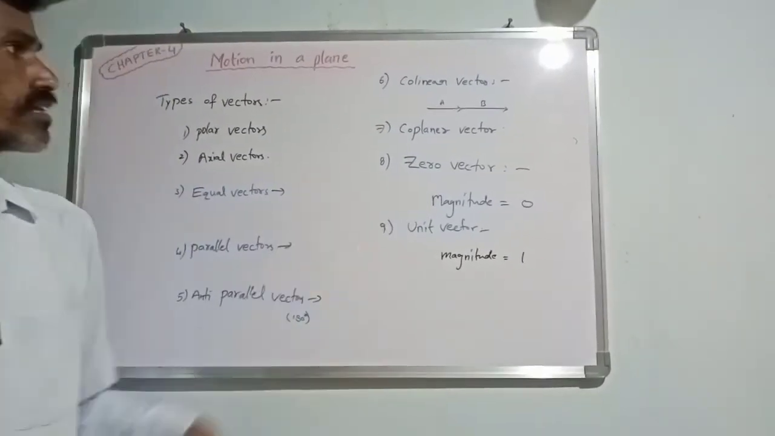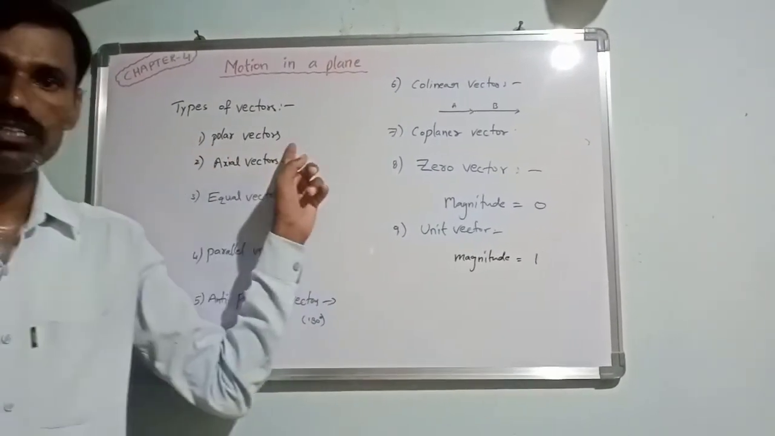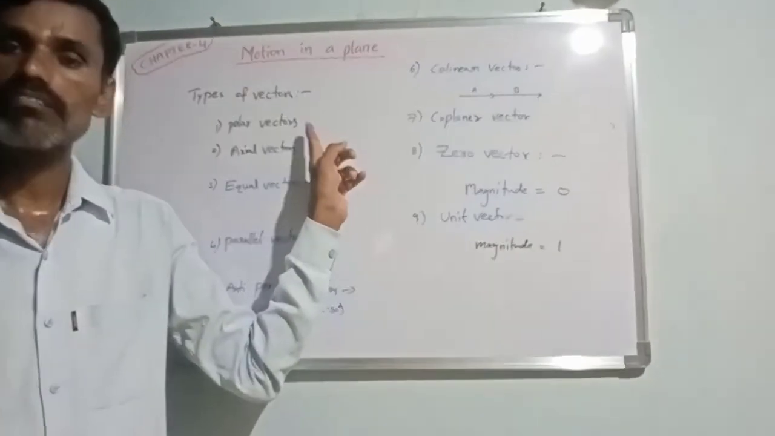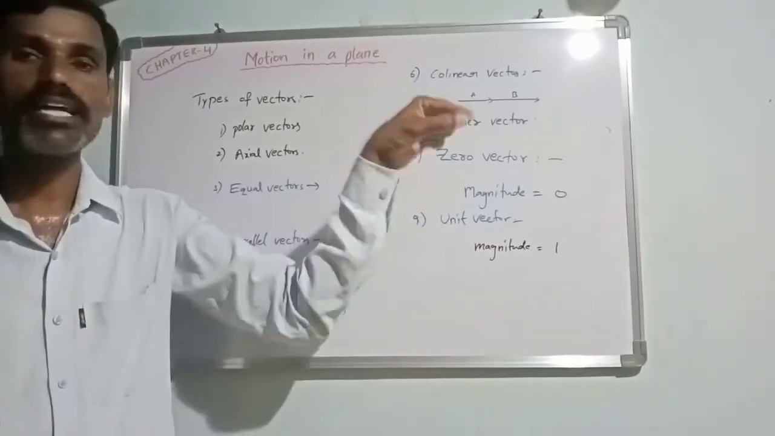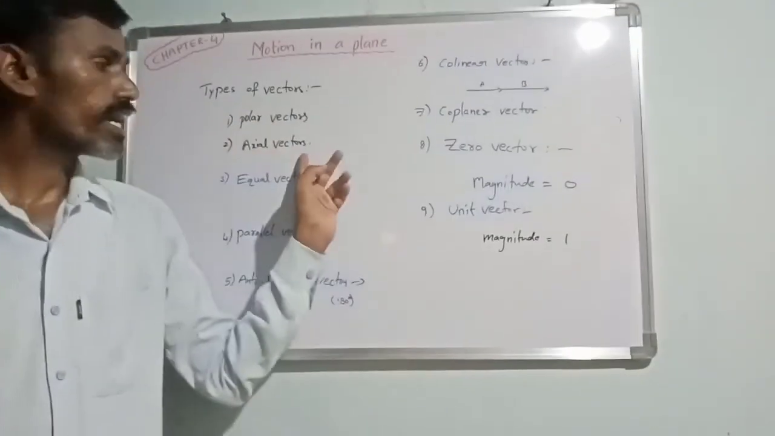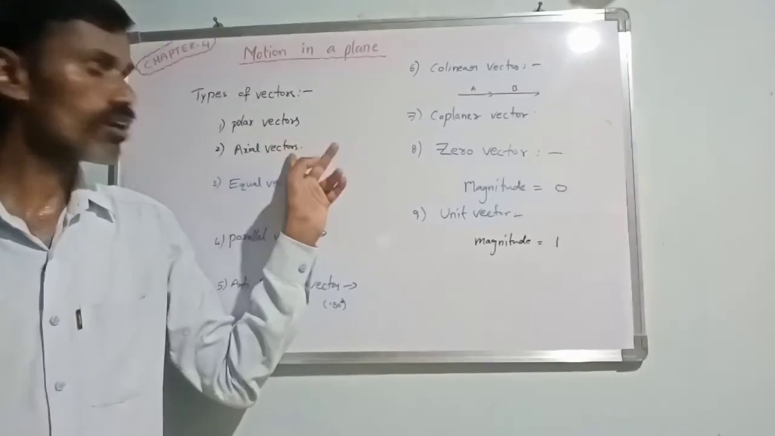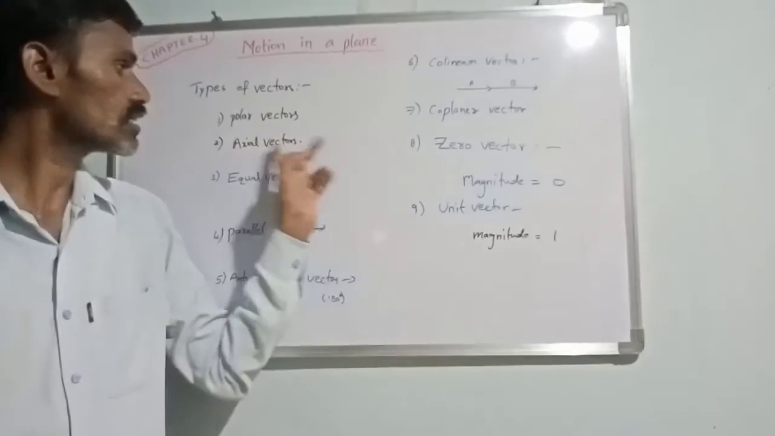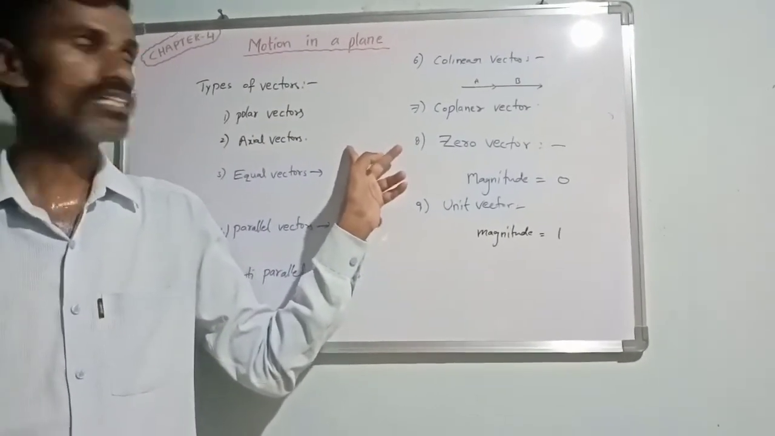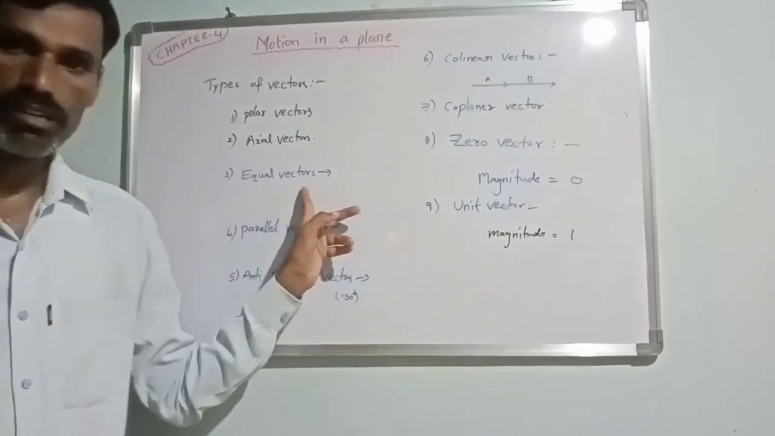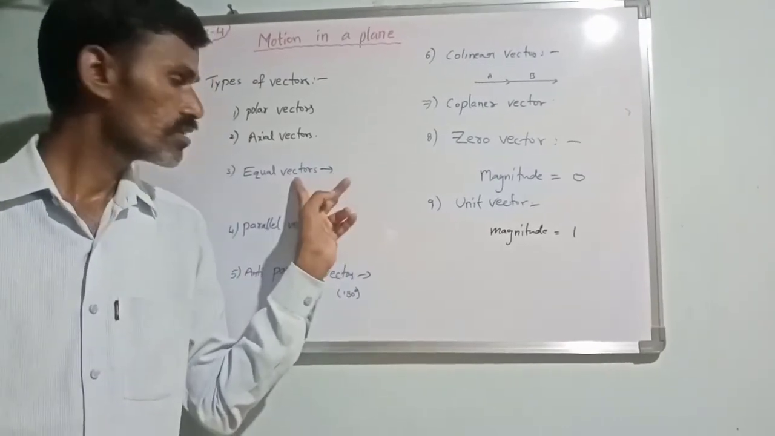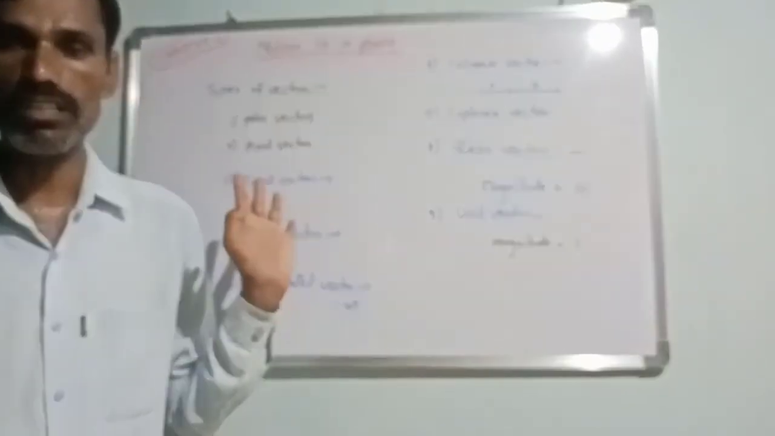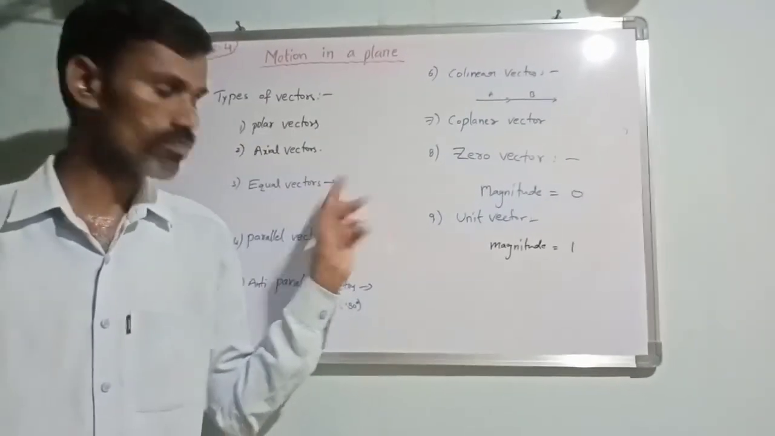Now once again we go over the types of vectors. For polar vectors we have a starting point or point of application. For axial vectors, we do not mention the starting point; these indicate the rotational sense of a physical quantity. Equal vectors: what are equal vectors? If the magnitude and direction of the vectors are the same, then the vectors are said to be equal vectors.